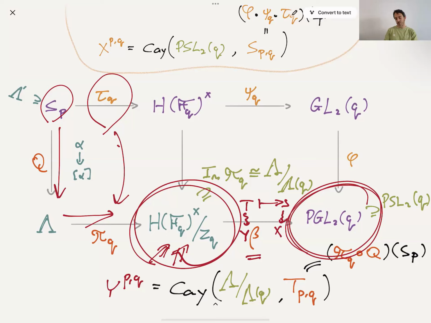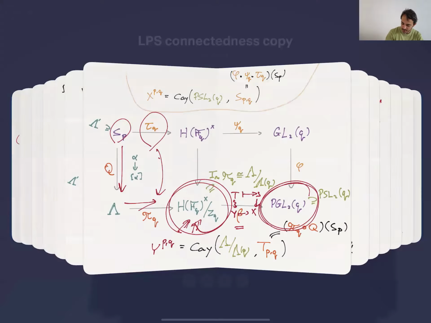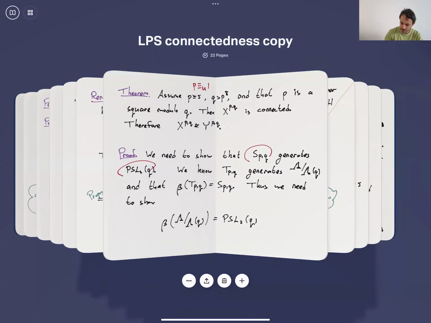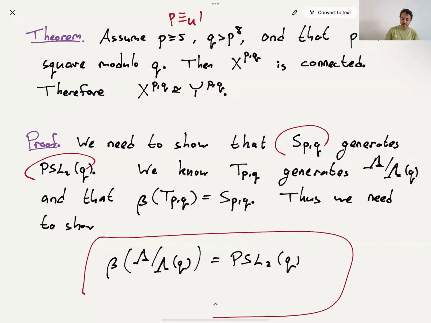So for that, what you really need to show is that beta takes Y to X, right? Because then you can push the generators from T to S. So every element in Y is generated by T, and so for every element in X, you can go back to the corresponding element in Y, check who generated it, and use beta to find the S generators for the corresponding element. So that's what's written here. So all we need to show is that beta of the vertex set of Y is PSL_2(q).